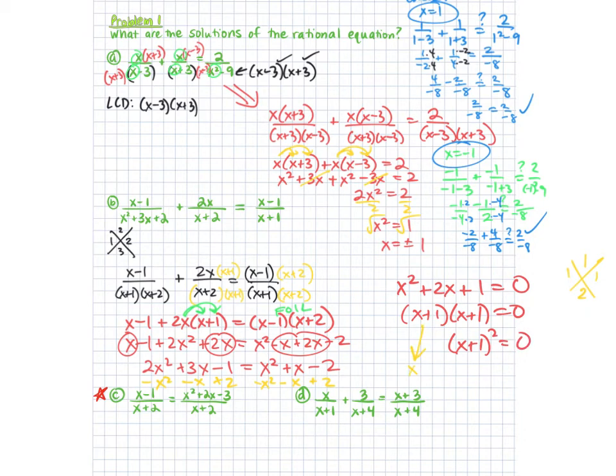It's going to be negative 1, right? Actually, we can just take it right there. X equals negative 1. And that's also x equals negative 1. So that is our solution. Let's check it.